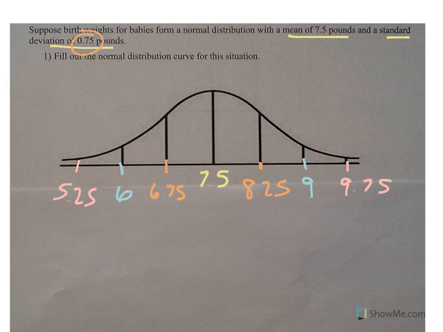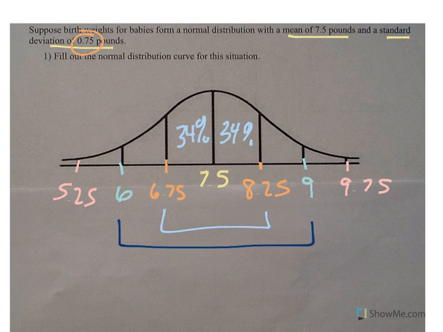Now, if you've watched the empirical rule video, you know that 34% lies in each of these, because within one standard deviation of the mean, you have 68% of your data. Now, between two standard deviations, we have 95%. Well, 68 is already taken care of, so I have 13.5% in each of these spots.